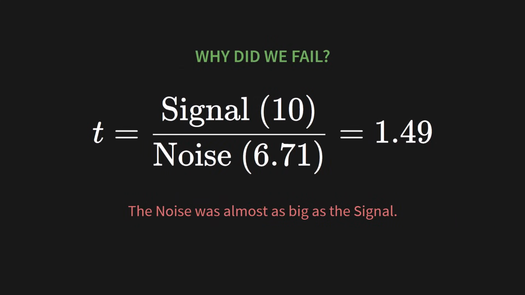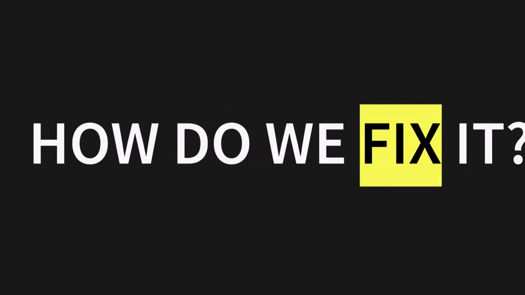10 seconds wasn't enough. So why did we fail? Let's look at the numbers again. Our t-score was the signal of 10 divided by the noise of 6.71. The noise was almost as big as the signal. And that's because small sample sizes, like our n equals 10, generate massive noise. So how do we fix it? How do we win this test?